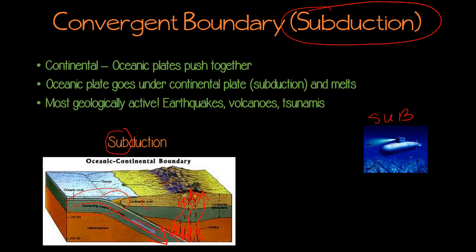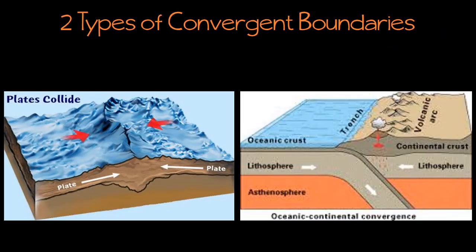So your main idea for this video should be that one of the types of plate boundaries, convergent boundaries, happens anytime that two plates are pushing toward each other. And there are two types of convergent boundaries. One where both plates push together and go up, and then one, the subduction zone, where one plate gets pushed underneath the other plate. So that's it for this lesson.